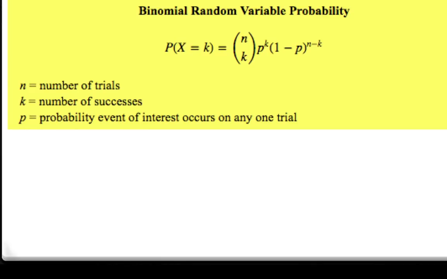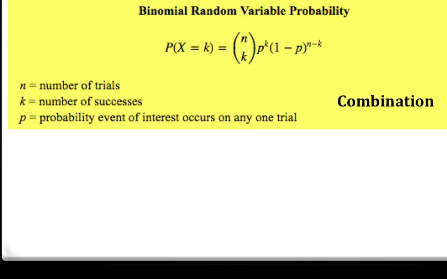In this equation, we have a few different symbols. When we say P of X equals k, what we're saying is the probability of k number of successes. The notation here is that for a combination. If you need a review of combinations, that can be found in Lesson 0 of the online notes.